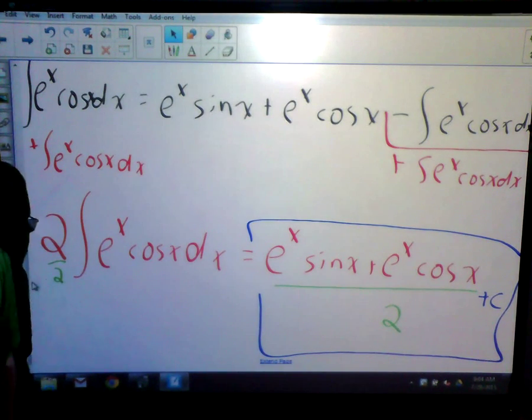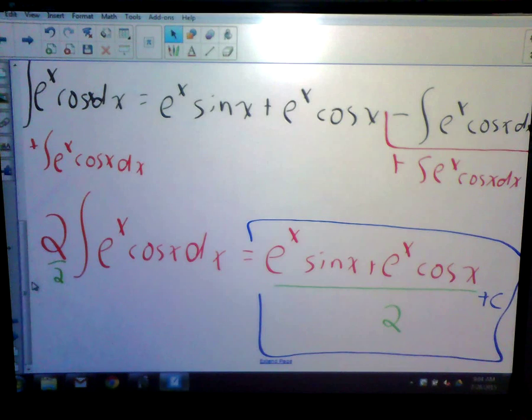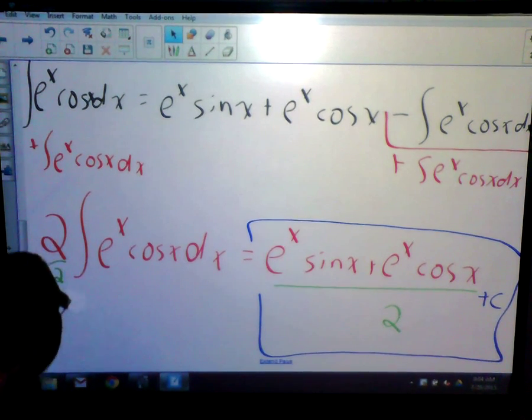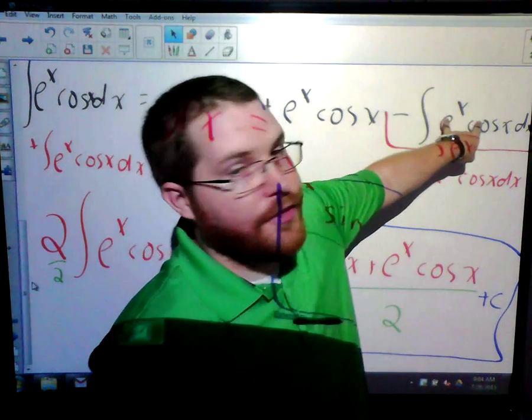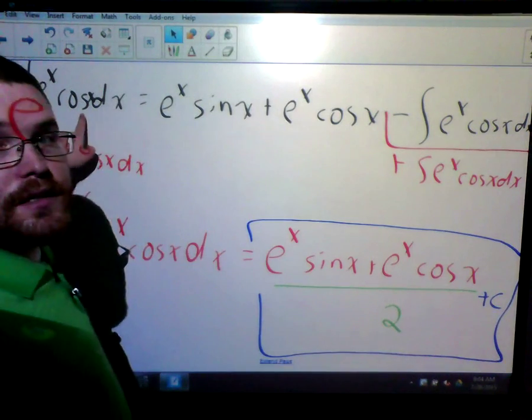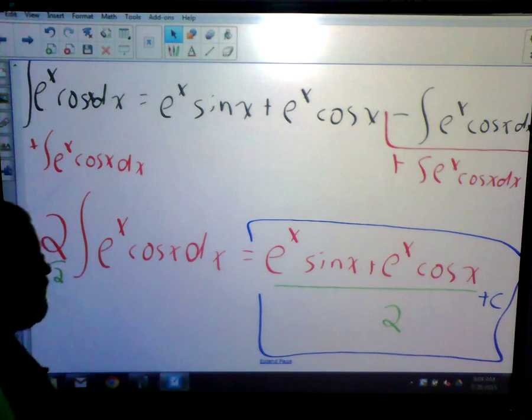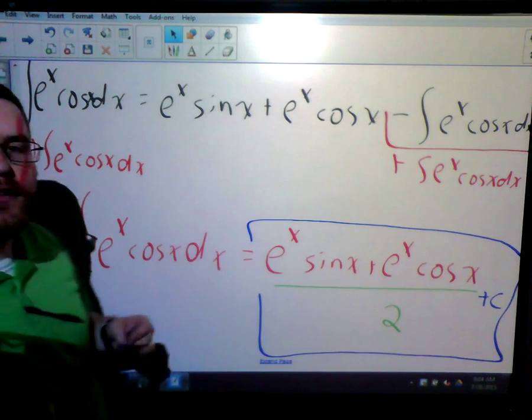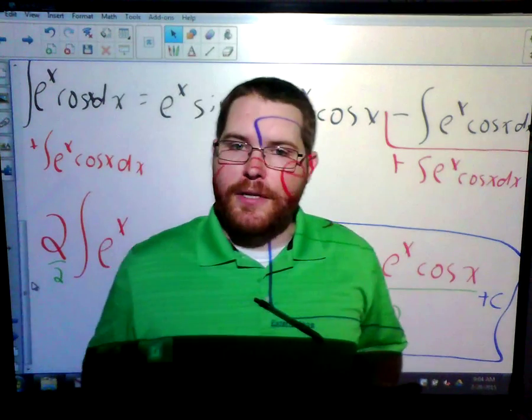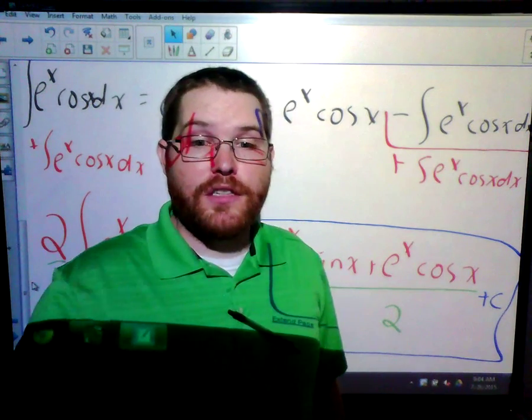So in a problem like this, the table method won't work. No matter how many times you do integration by parts, it won't work. But what happens is it wraps back on itself so that you have this on both sides. Get them all on one side and solve. That's integration by parts. There are more practice problems out there, plenty of time to try this. If you have any questions, come talk to me.